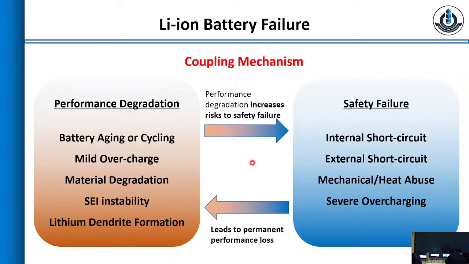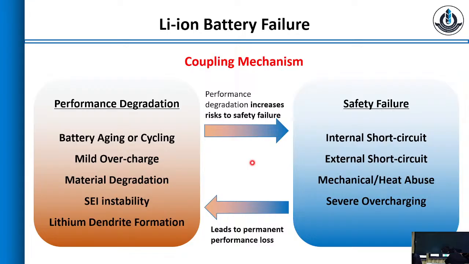So these are the safety failures: as you use the batteries more and more, the risk of safety failures also increases. Alternatively, let's say you have a battery that has constantly undergone heat abuse, heated significantly through different cycles. Because of the heating, it can cause some kind of material degradation inside the battery. Constant overcharging or minor short circuits can also lead to disintegration or degradation of the components inside the battery, which will lead to performance degradation.